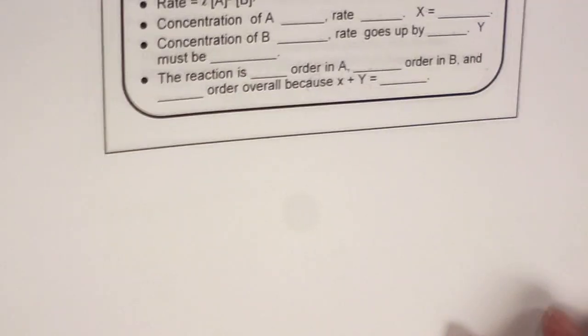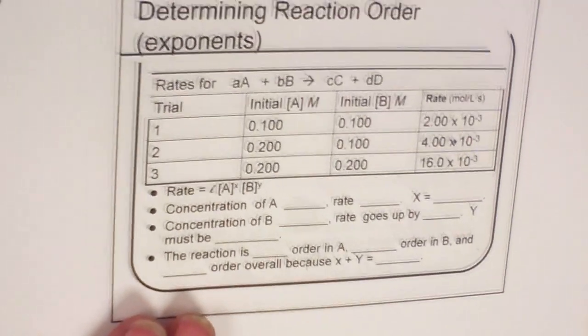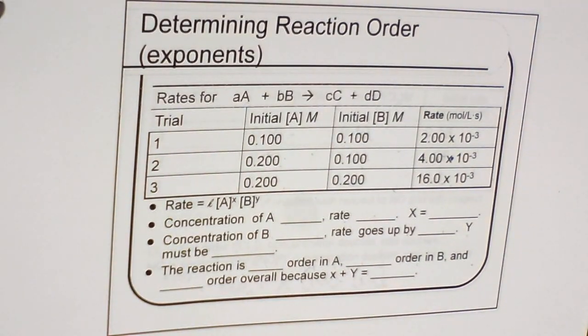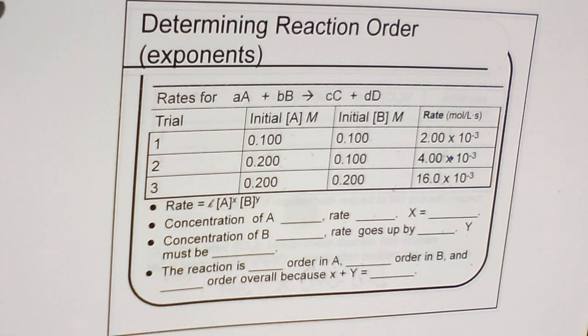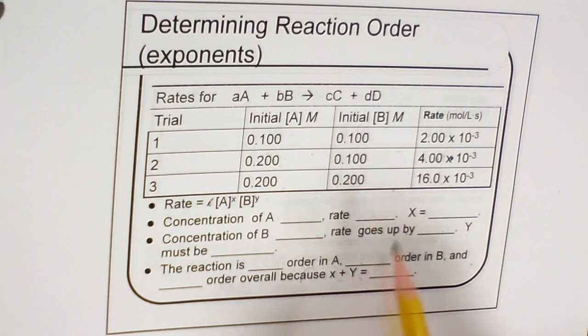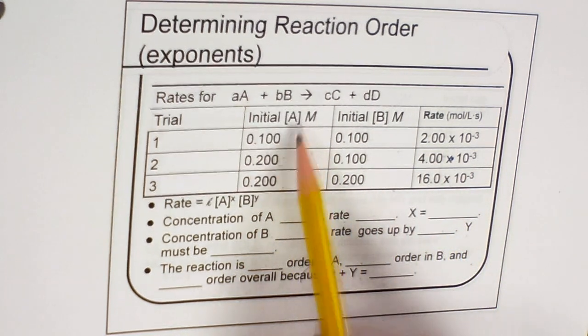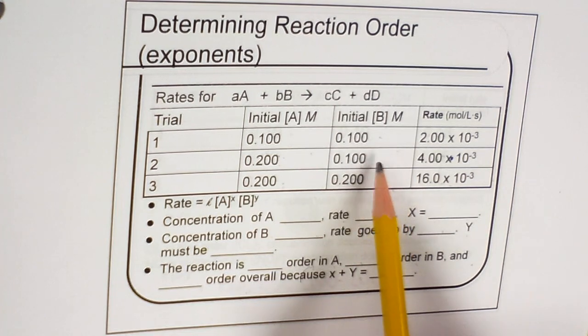Now, here we go. This is what you're going to get. You're going to get experimental data. What you need to do is figure out what order, what the X and Y are for each of the concentrations, and what order they are, and then what order it is for the whole equation. This is how you do it. Super easy. You start by noticing that there are 3 trials, and 2 of them for A are the same, and 2 of them for B are the same.